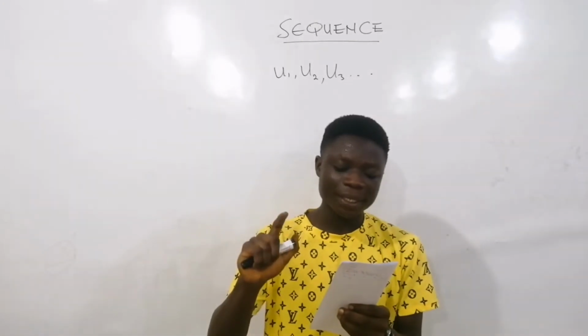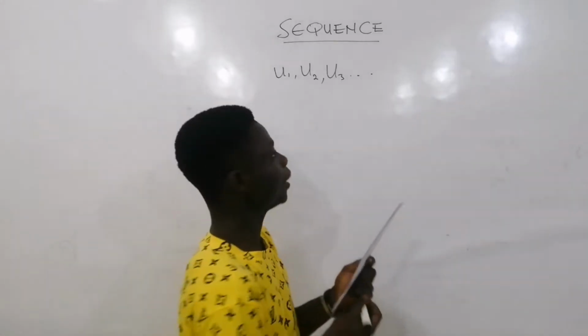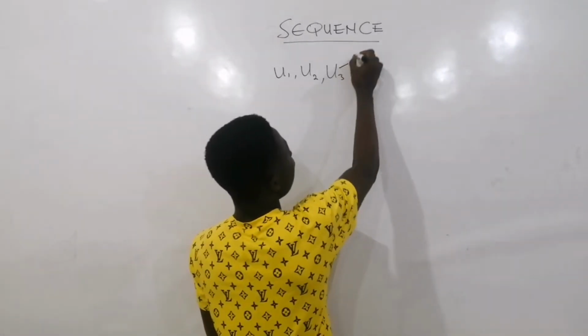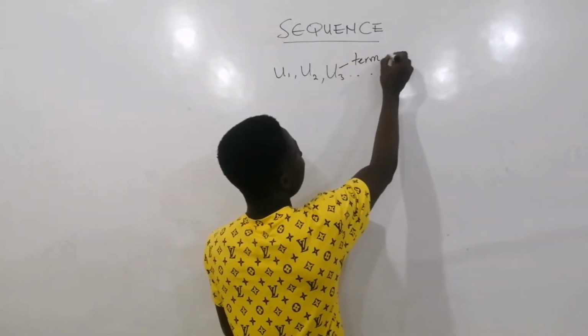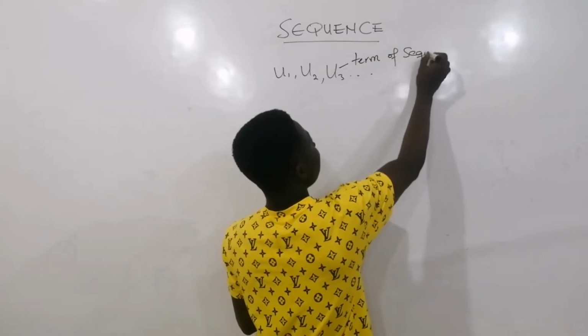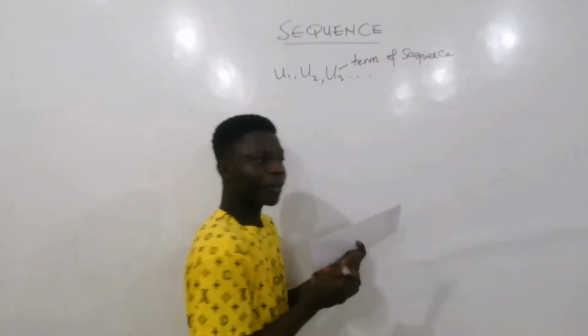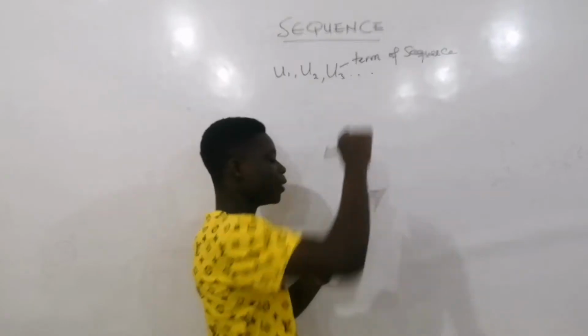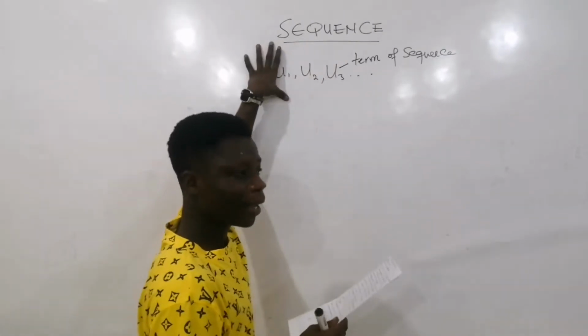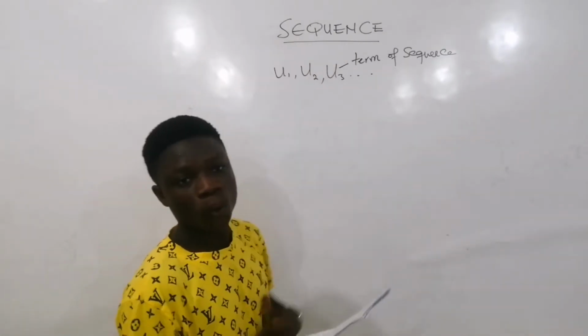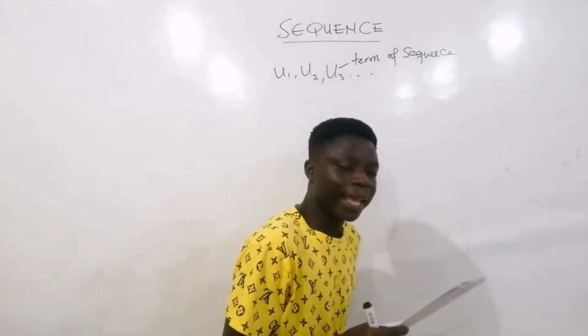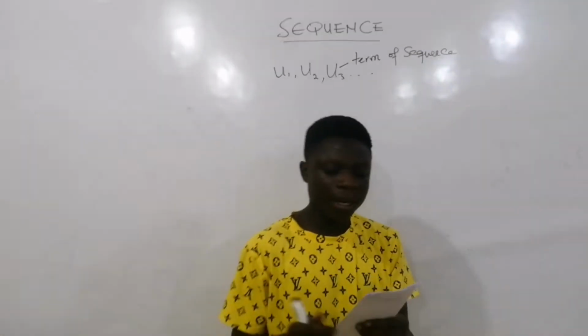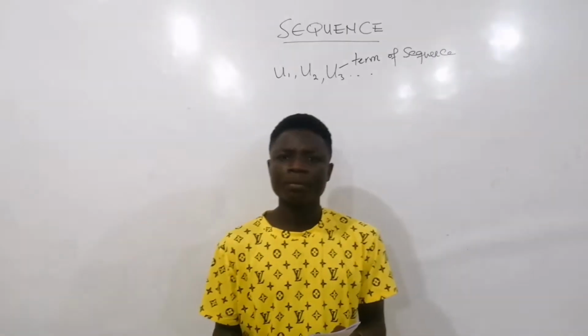Now listen to this. Every number in a sequence is called a term of the sequence, because it's a number or a member of the sequence. Now let's move on to the forms of sequence we have.